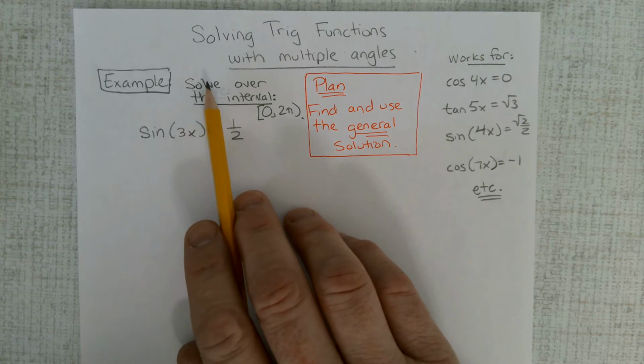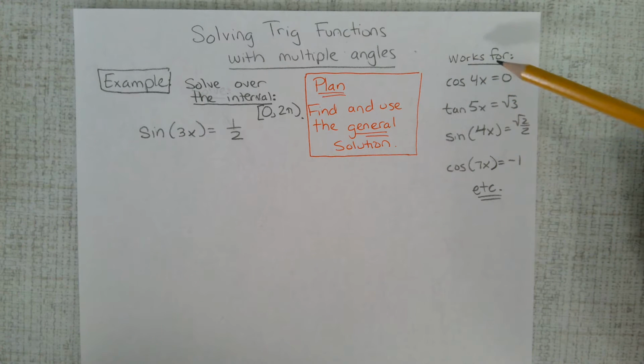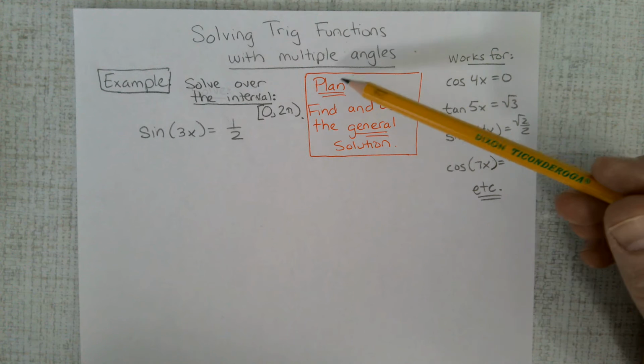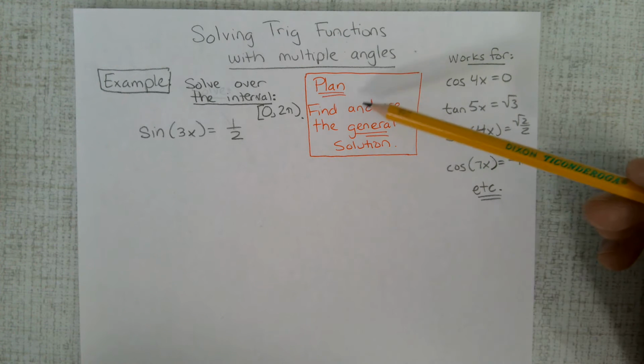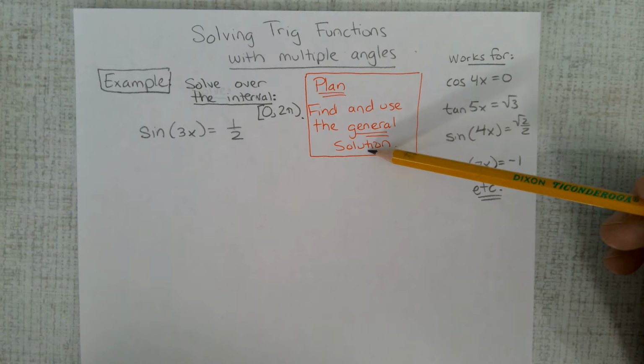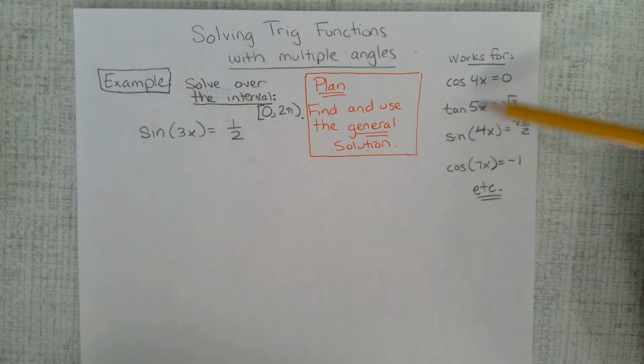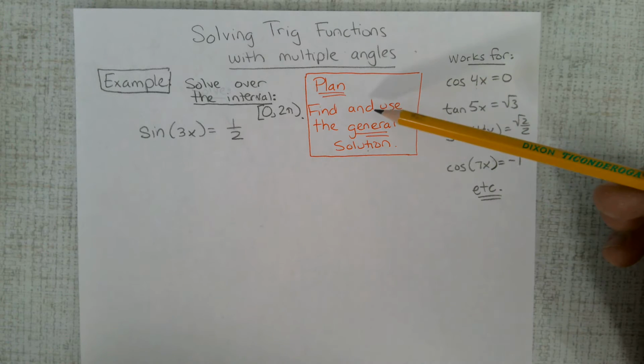Now the plan we're going to use here will also work for any time you have a trig function of a multiple angle problem. 7, 4, 5, 4, doesn't matter. As long as you have one trig function equaling one number, this plan will work. And our plan is simply find and use the general solution. I'm going to show you what this means, and you can use this plan on any type. When you get any problem like this, use this plan.